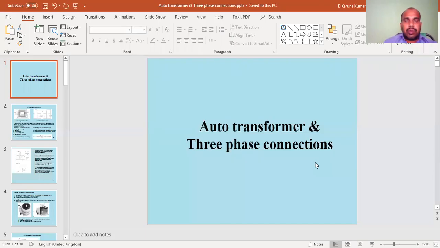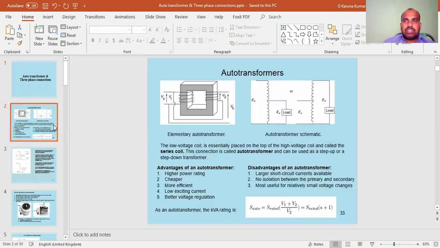Okay, today I am going to discuss the auto transformer and three-phase connections of transformers. What is an auto transformer? In a normal practical transformer there are two windings, but an auto transformer is only a one-winding transformer. A normal transformer has two windings, a primary winding and a secondary winding.